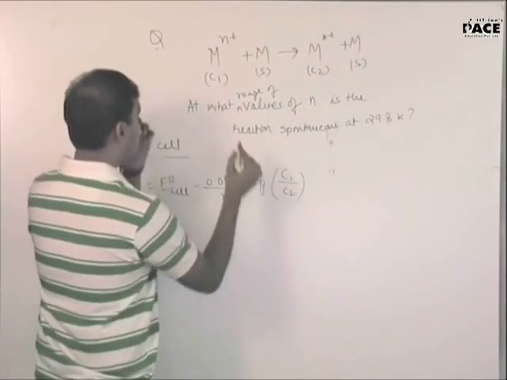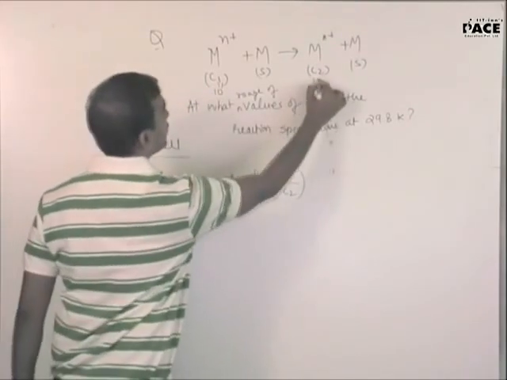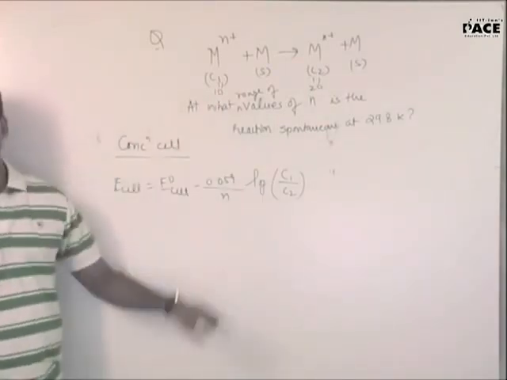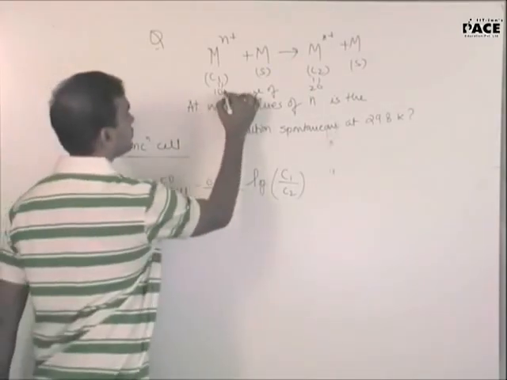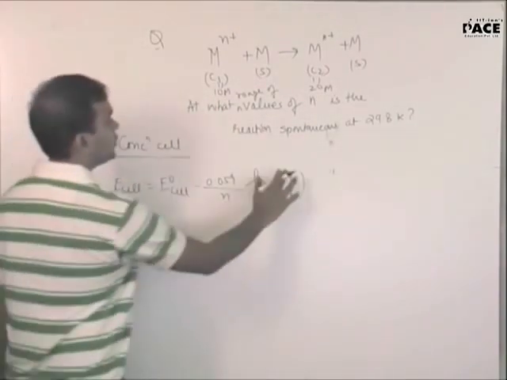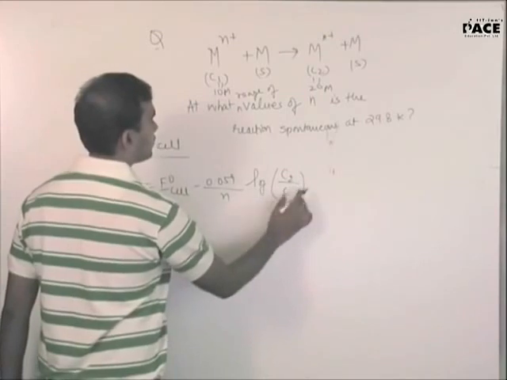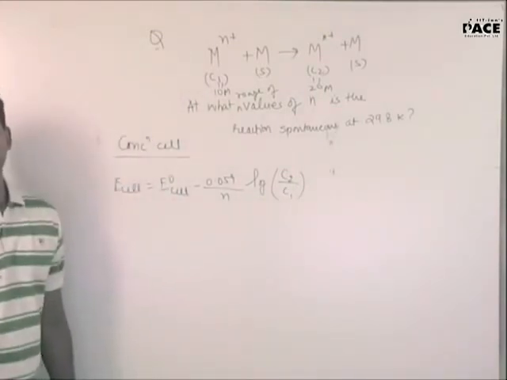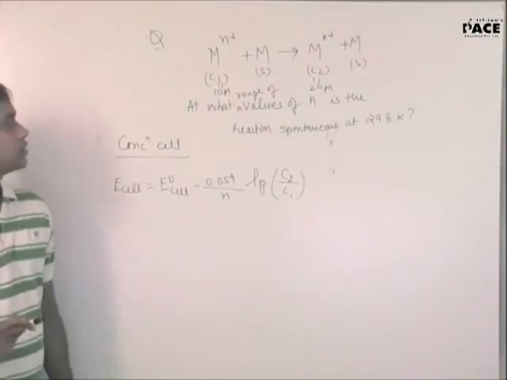by C2. Say C1 equals 10 and C2 equals 20. C1, C2 are 10 and 20 molar, so it will be C2 by C1. It has nothing to do with n. Independent of n. Yeah, exactly.